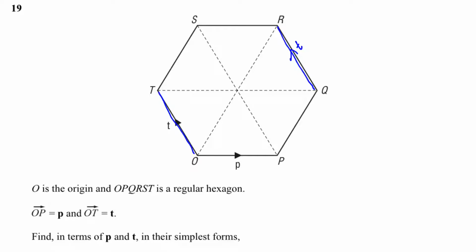What is parallel to OP? SR. So SR is going to be P. The side which is in the middle, it's parallel and it's in the middle. So if this is P, this is going to be 2P. And only this will be P and only this will be P. Let's begin our question now.